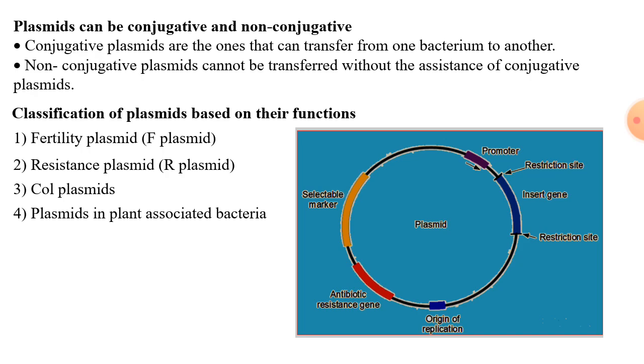It is the image stating the basic regions of a plasmid, like a plasmid with an origin of replication site, a promoter, a restriction site where the gene of interest is inserted, a selectable marker where expression of that particular gene is studied, and the antibiotic resistance gene.